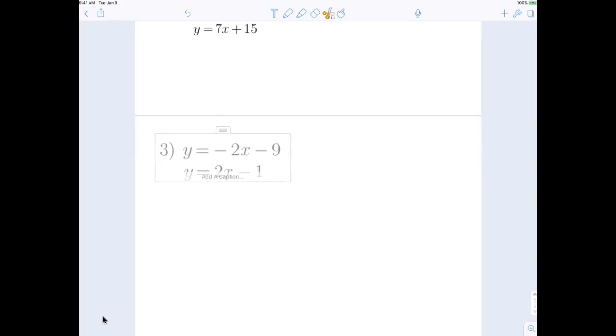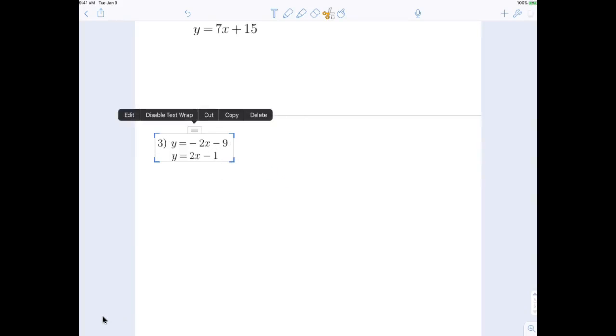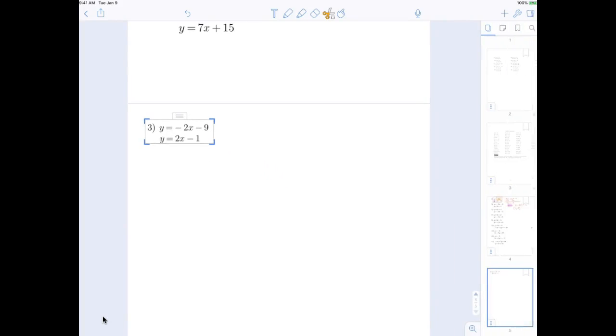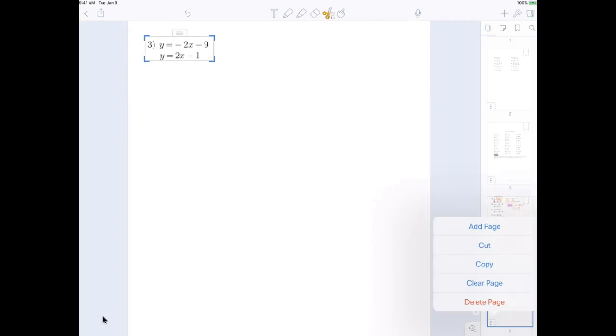You click on the top right where it's the two papers, like this right here, and then you just tap on the three dots on the paper over here. Just add a page.